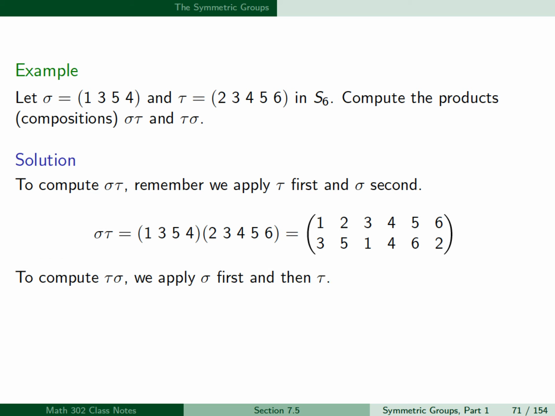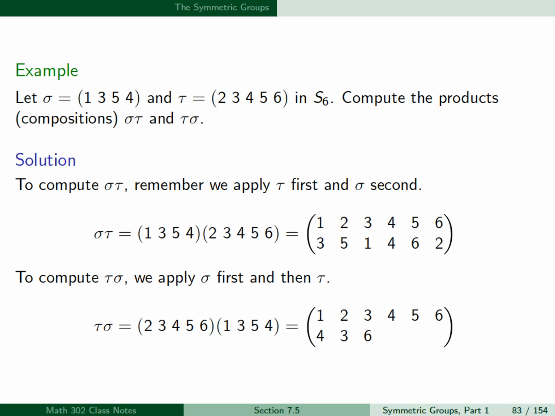And to compute tau sigma, we apply sigma first and then tau. So we'll start off the same way. And then in sigma, 1 maps to 3. In tau, 3 maps to 4. So in the product, 1 maps to 4. In sigma, 2 is fixed. And in tau, 2 maps to 3. So in the product, 2 will map to 3. In sigma, 3 maps to 5. And in tau, 5 maps to 6. So in the product, 3 maps to 6.